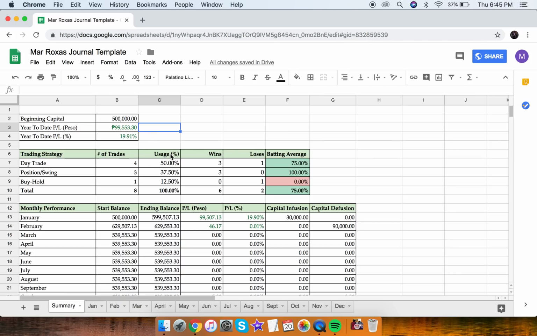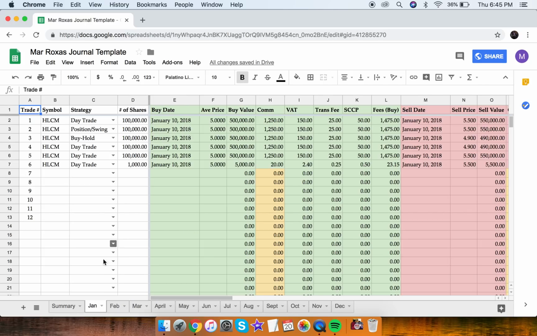That's our first tab, which is the summary. The summary extracts all the data from the other tabs. The other tabs are the monthly trading activities that you have. This is really our journal writing. So, as an example, say January. Let's go to the January tab.